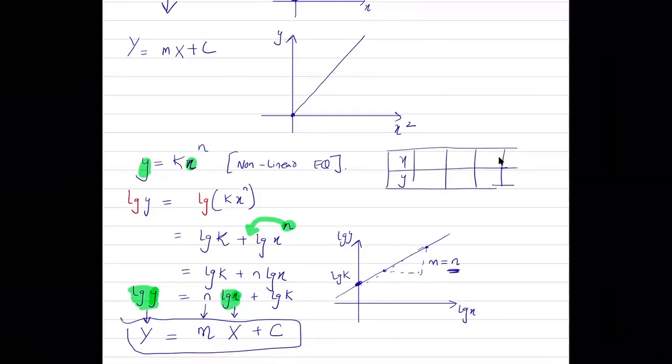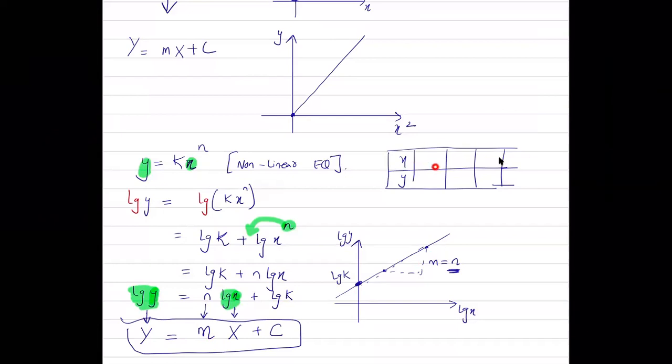Okay. Now the equation was this. The question said to linearize this. So I did all this working, and I was successfully able to linearize this equation in the form of y equals mx plus c, which tells me that I have to plot LGY against LGX in order to get a straight line.